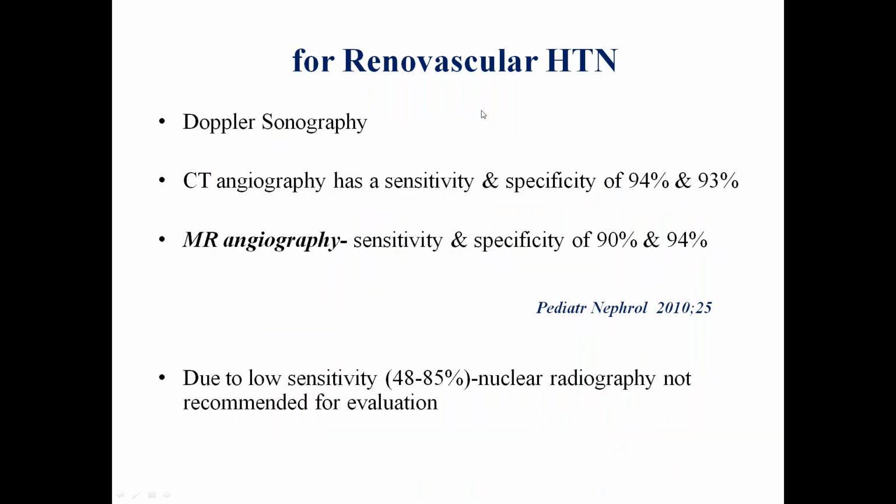Now, for identifying renovascular hypertension, Doppler ultrasonography is a good screening modality where you can look at the renal resistive index of the main renal arteries or interlobar or arcuate arteries. Earlier we used to use a lot of CT angiography, which has a high sensitivity and specificity to identify renal artery stenosis. But in the era of MR angiography, we don't want to expose these young children to a lot of radiation, so that is why we would go ahead with an MR angiography. And nuclear radiography generally is not required for identifying the cause of hypertension, but in patients who have recurrent UTI, sometimes we go ahead with a DMSA scan to identify renal scars.